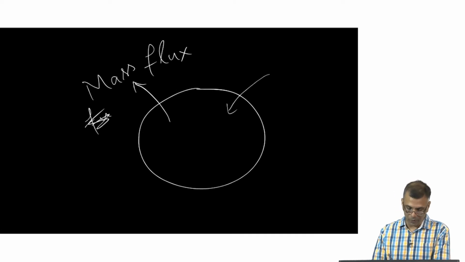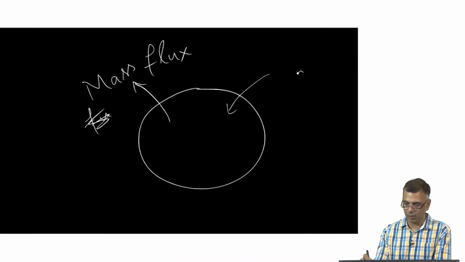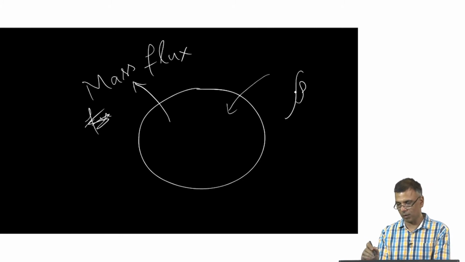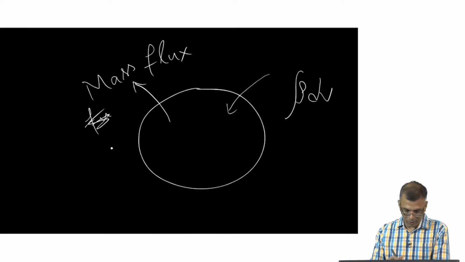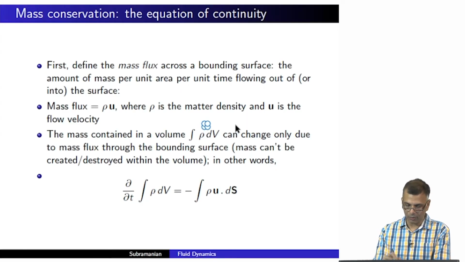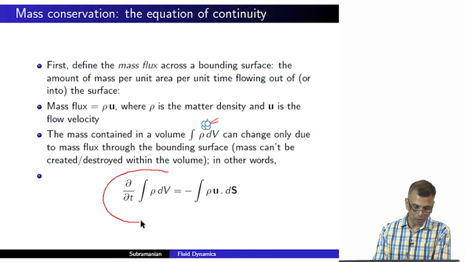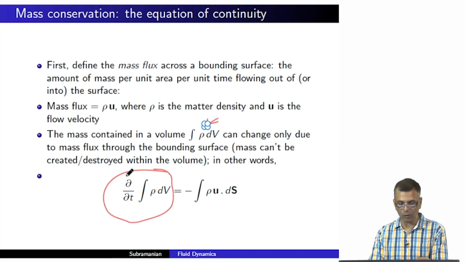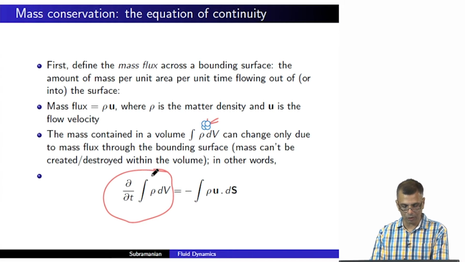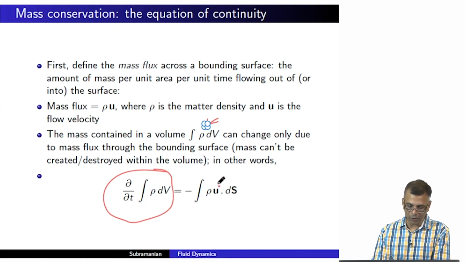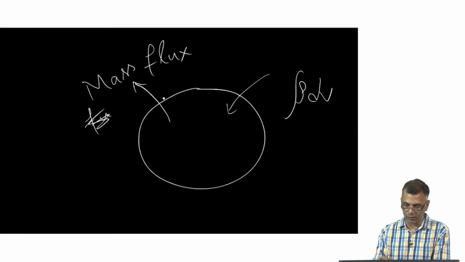And so what's the total mass contained inside this volume? The total mass contained is simply rho, the mass density, times dV, integrated over this whole volume. That's what this says here. And so the time rate of change of the total mass, and this integral is the total mass, is essentially the negative of the mass flux, which is rho u, integrated over the surface area. Which surface area? Well, the bounding surface.